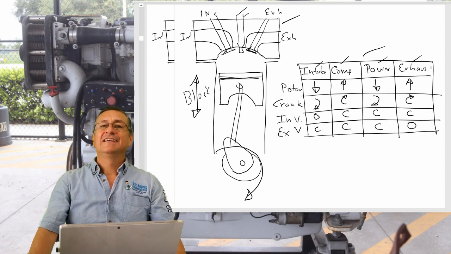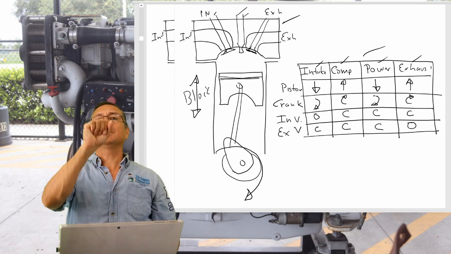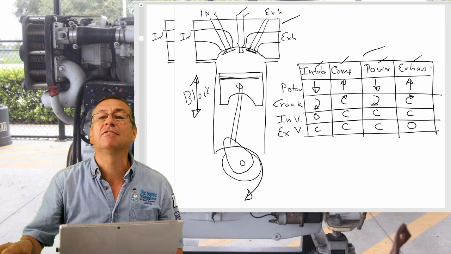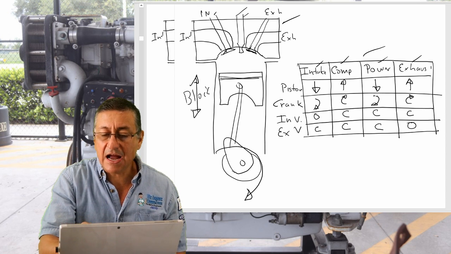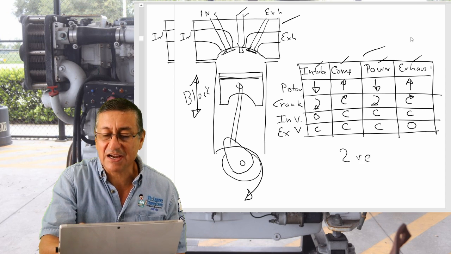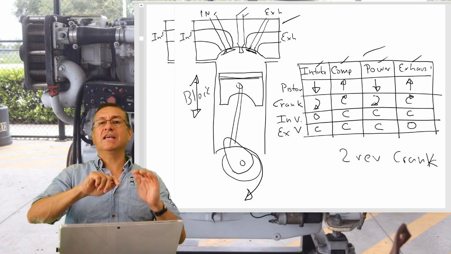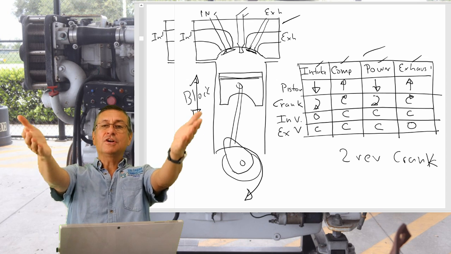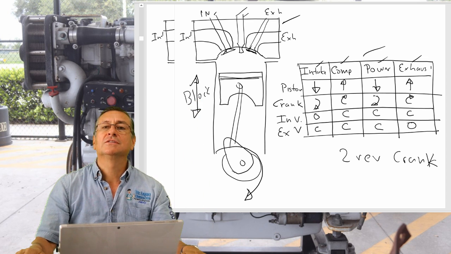During that process, intake, compression, power, and exhaust, how many revolutions does the crankshaft complete? Half, half, half, and half. 2 revolutions of the crankshaft. In order to produce the 4 strokes, the crankshaft rotates 2 times, 2 revolutions. This is the 4-stroke engine, my friends. Now you understand the meaning of 4 strokes.